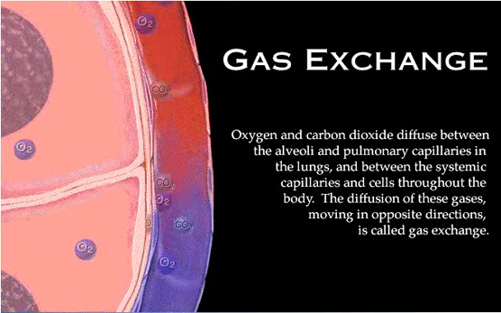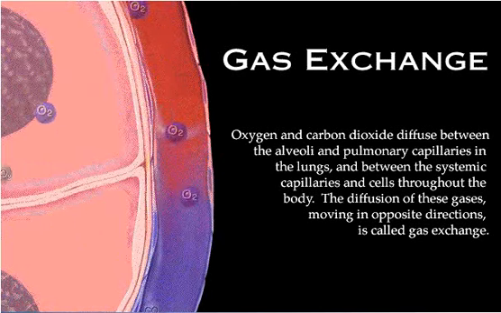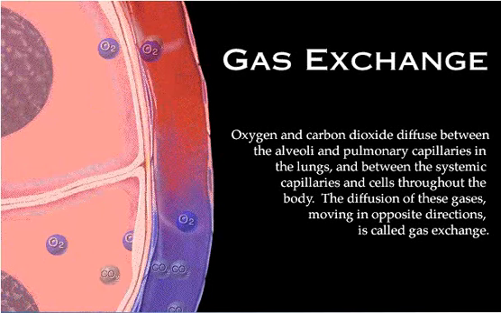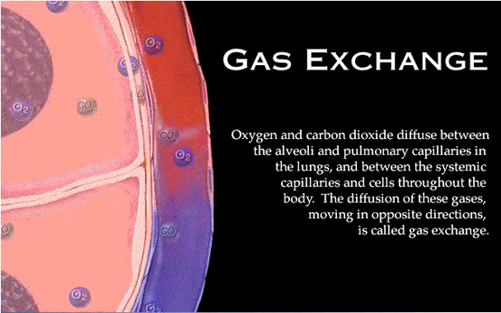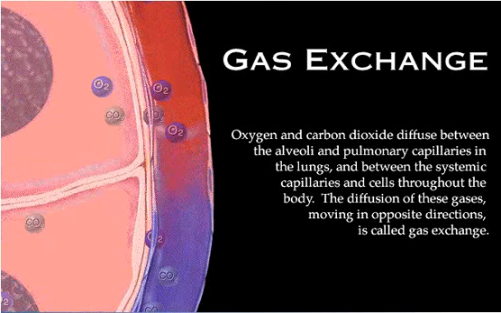Oxygen and carbon dioxide diffuse between the alveoli and pulmonary capillaries in the lungs and between the systemic capillaries and cells throughout the body. The diffusion of these gases, moving in opposite directions, is called gas exchange.